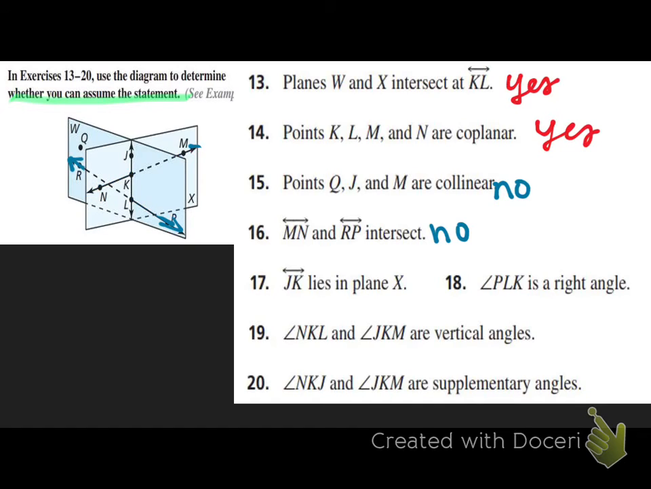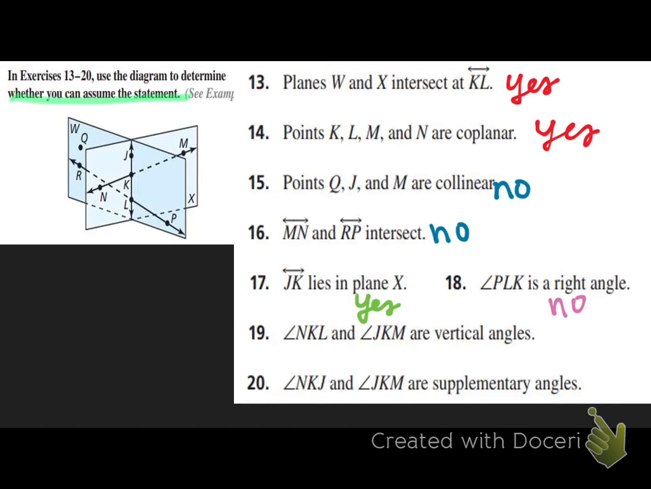JK lies on plane X. Correct. It's on both. JK is in the middle. It's on both planes. What does the next one say? Angle PLK is a right angle. Before I even find PLK, what would I look for to know if we have a right angle? A box. Do we see one? No. So no. You don't even need to find PLK. It's just not a right angle.